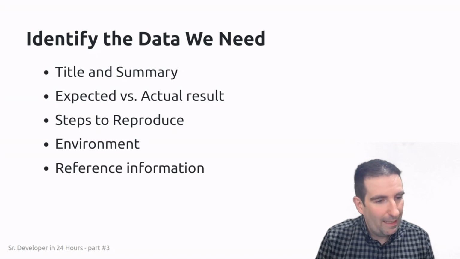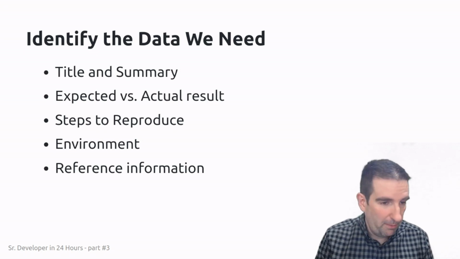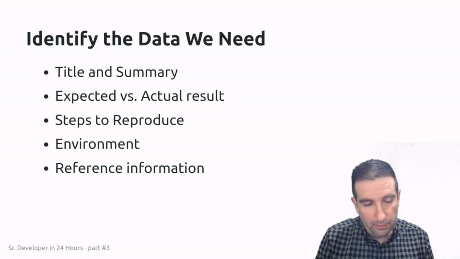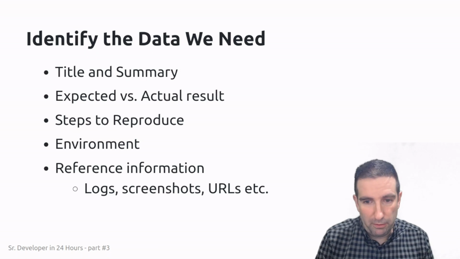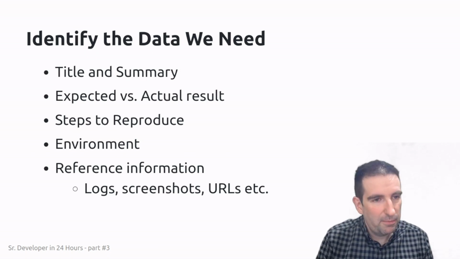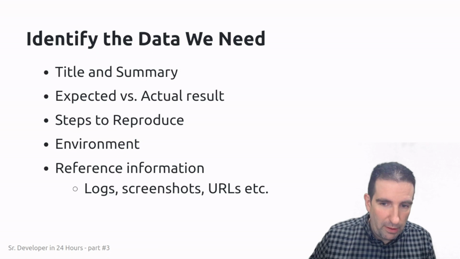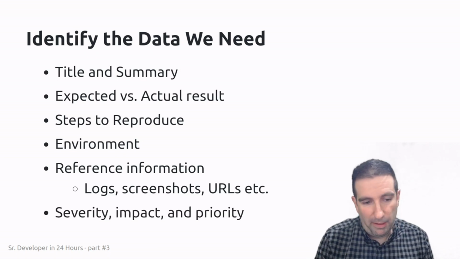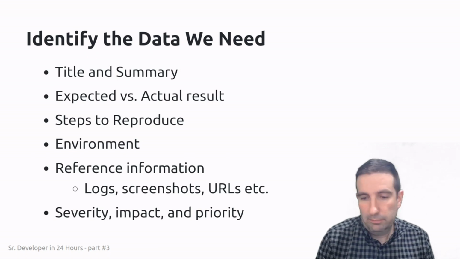Reference information. Anything extra that will help us as developers, anything else that would help QA people that potentially would have to test a fix for this issue. So for example, that could include things like logs, screenshots, URLs, things like that. Any attachments that could help us reproduce the issue and understand things like the severity, the impact, and the priority of this bug. Again, how many users were affected? How severe are the effects of this bug?